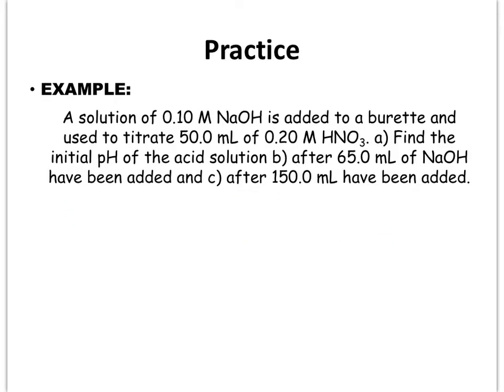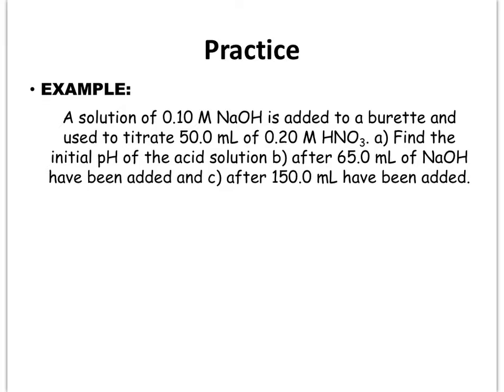Part B wants us to find the pH after 65 milliliters of the sodium hydroxide has been added. So remember here, this is a neutralization reaction. So when we're adding this NaOH, the acid that is there is going to react with it and neutralize it up until the point that the acid that is present is gone. So our goal here is to figure out, is there still acid left, or did we add enough base to essentially now destroy all that acid?